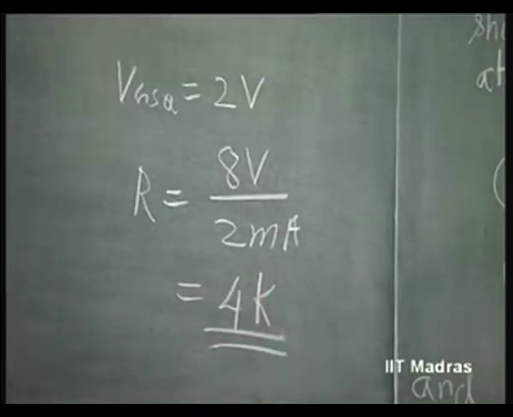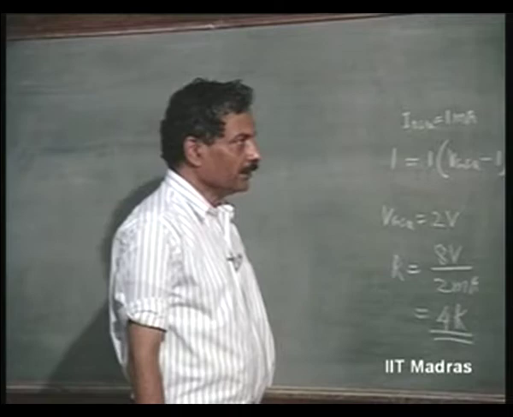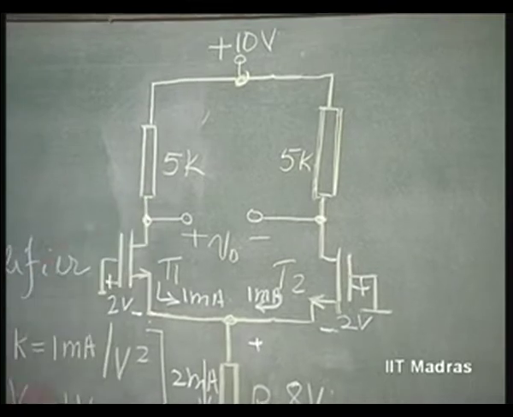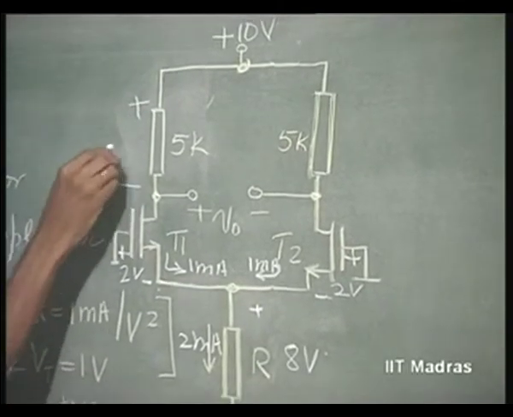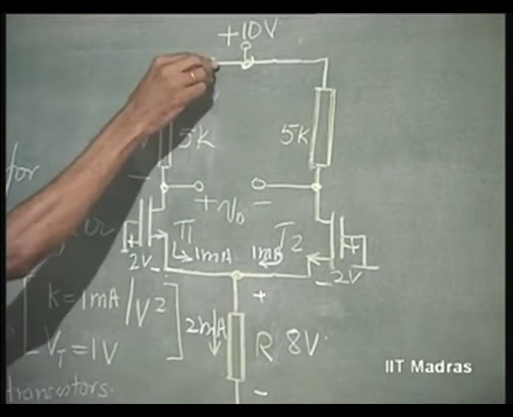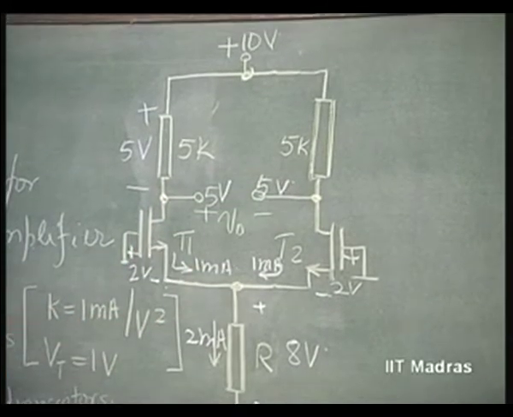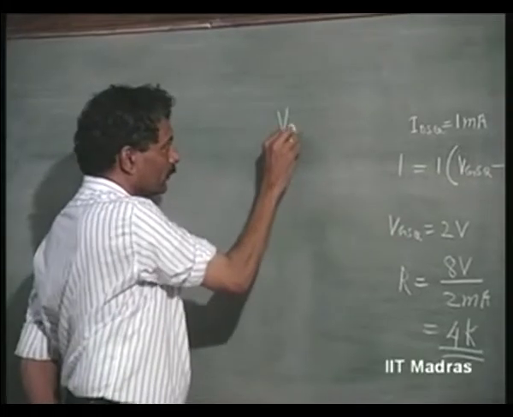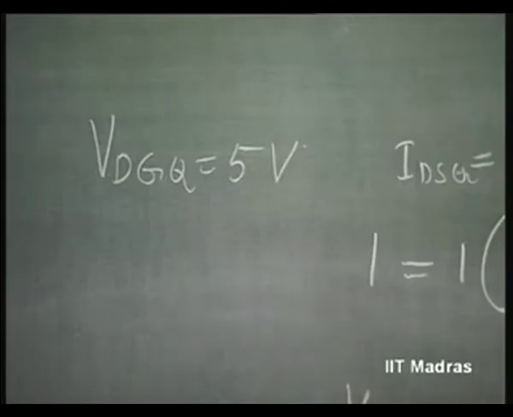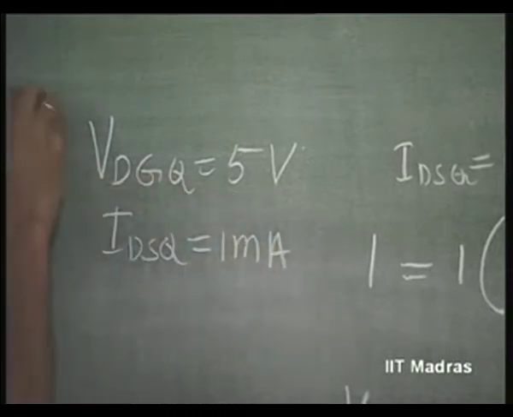Now, we are in business. We can first find out the operating point of the transistors. This is already given as 1 milliampere because this is 2 milliamperes. So, the voltage here is going to be a drop of 5 volts, since 1 milliampere into 5 K is 5 volts. So, this is 10 volts, this voltage is 5 volts, this is 5 volts. So, VDGQ is 5 volts and IDSQ is already given as 1 milliampere. So, this is the operating point.